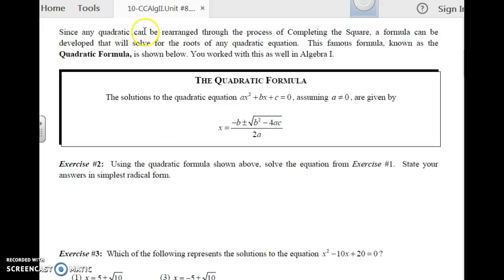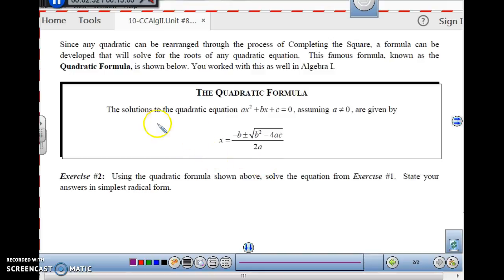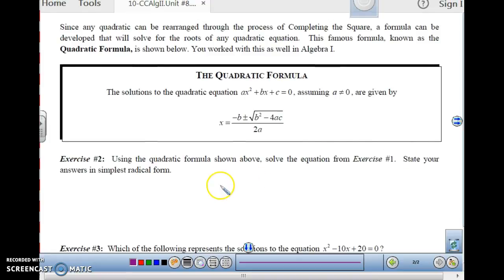Since any quadratic can be rearranged through the process of completing the square, a formula can be developed that will solve for the roots of any quadratic equation. This famous formula, known as the quadratic formula, is shown below. We used it in Algebra 1. Basically, if you have a quadratic equation, ax squared plus bx plus c equals 0, as long as a isn't equal to 0, if you use completing the square on this and solved it for x, you would end up with this. That's where the formula comes from. There are many places online where you can look at the derivation, but take my word for it, this comes from completing the square.